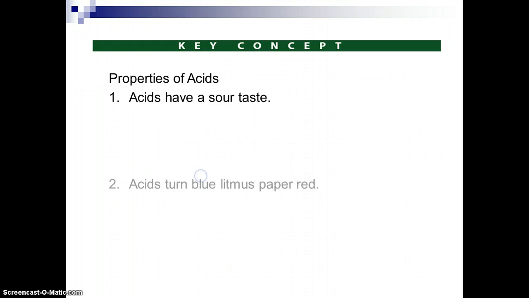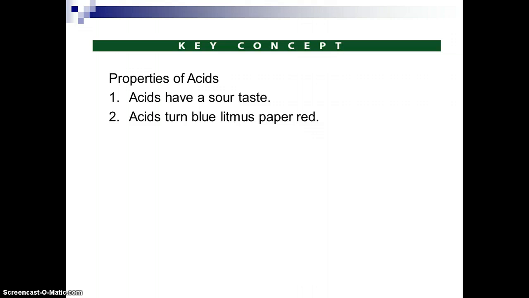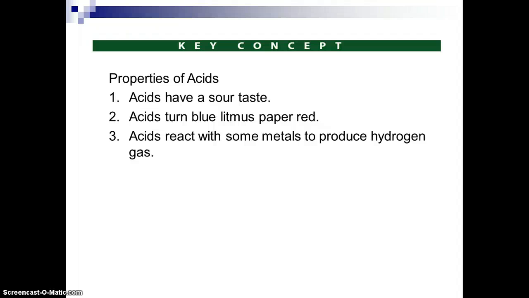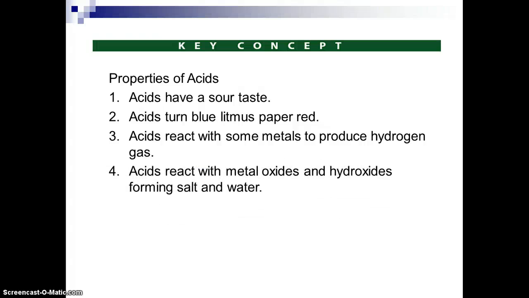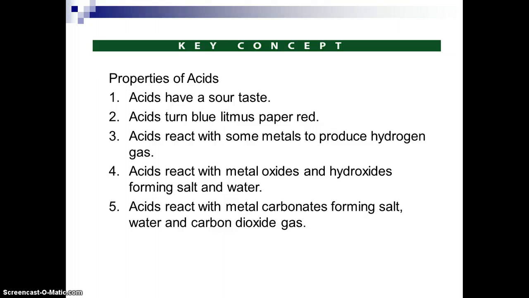Let's recap the key concepts. The properties of acids, simply: number one, acids have a sour taste. Acids turn blue litmus paper red. Acids react with some metals to produce hydrogen gas. Acids react with metal oxides and hydroxides to form salt and water. And acids react with metal carbonates to form salt, water, and carbon dioxide.